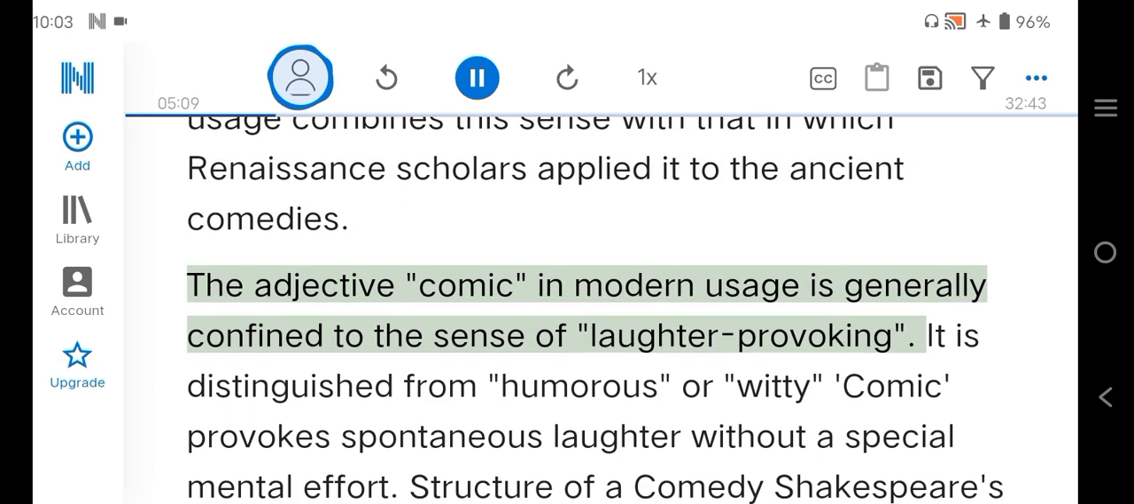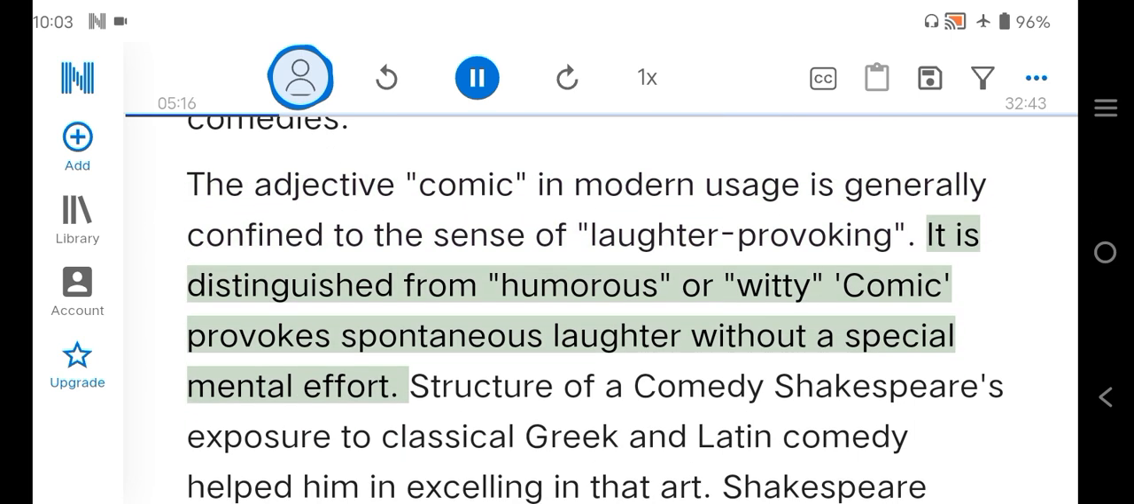The adjective comic, in modern usage, is generally confined to the sense of laughter-provoking. It is distinguished from humorous or witty. Comic provokes spontaneous laughter without a special mental effort.